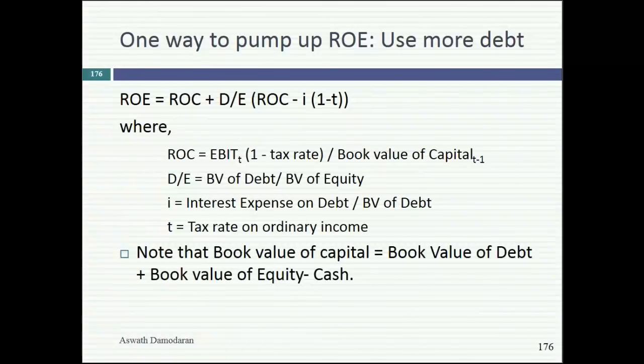In fact, mathematically, you can break down the return on equity into the return on capital, which is what you make on your project with no debt, plus a debt effect. And the debt effect is how much you borrow, captured with the debt-to-equity ratio, and the benefit to you as an equity investor of borrowing. And the benefit is very simple. If you can borrow money at 4% after taxes and make 12% on your projects, that extra 8% goes to you. So that becomes a way in which you can pump up your return on equity.